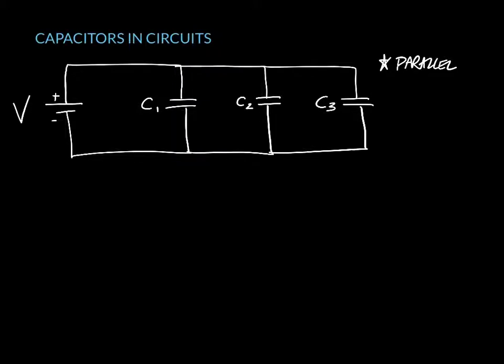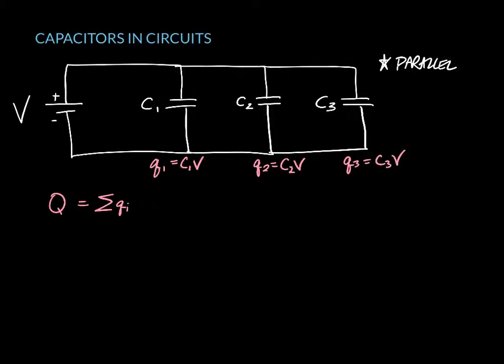So 1 voltage, but depending on the capacitance, we could have different charges. So charge 1 would be capacitance 1 times this single voltage that we have. The charge on capacitor 2 would be its capacitance times the same voltage. And of course charge 3 would be capacitance 3 times this 1 singular voltage. So we have constant voltage in this. And the total charge would be the sum of all of the little charges.